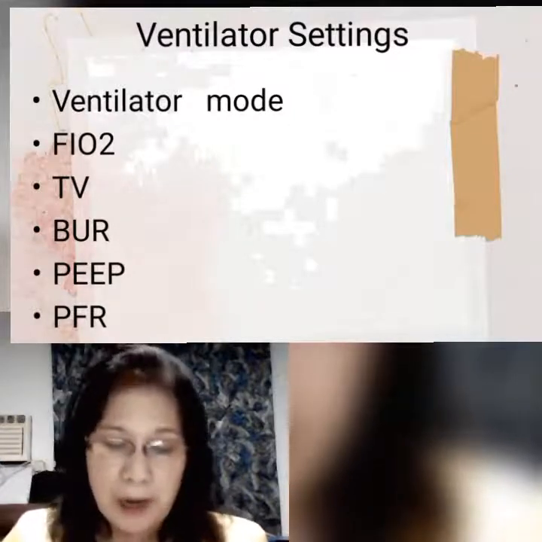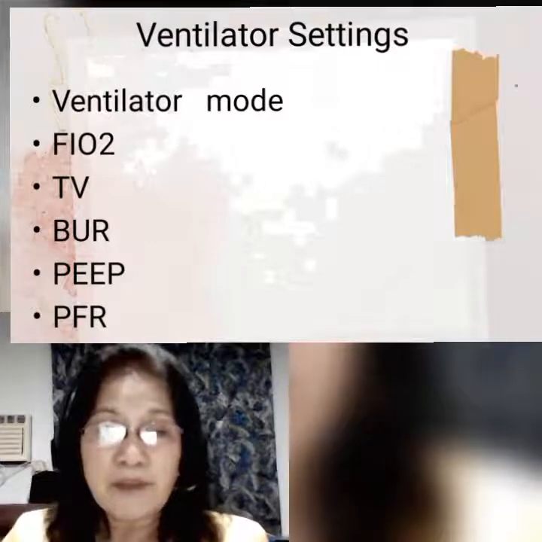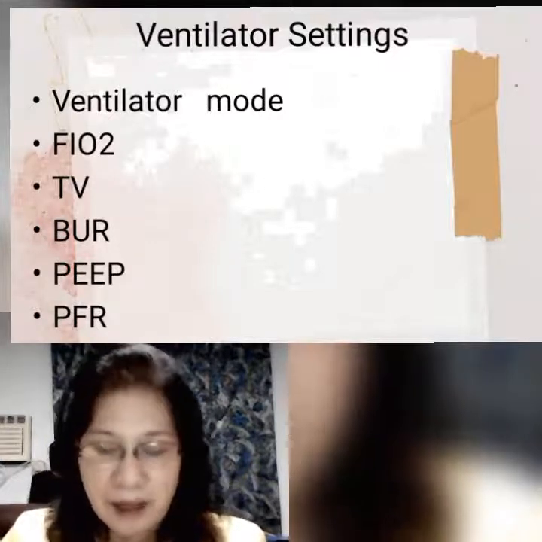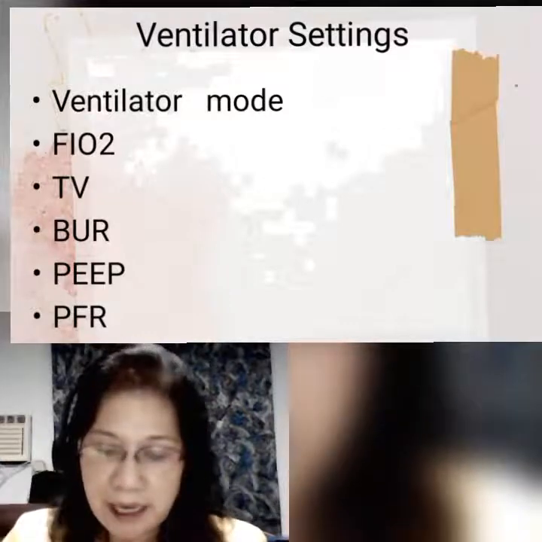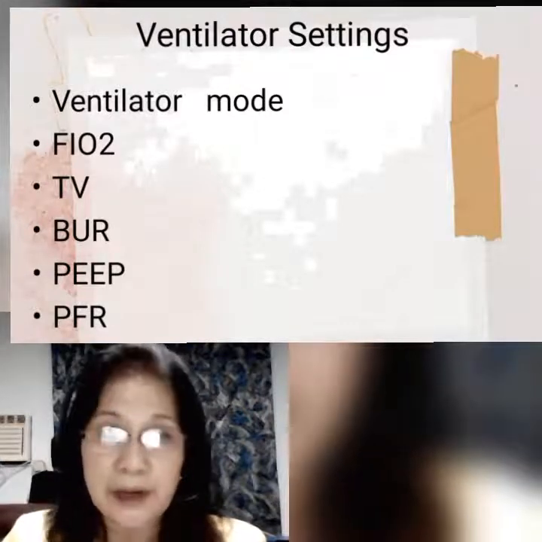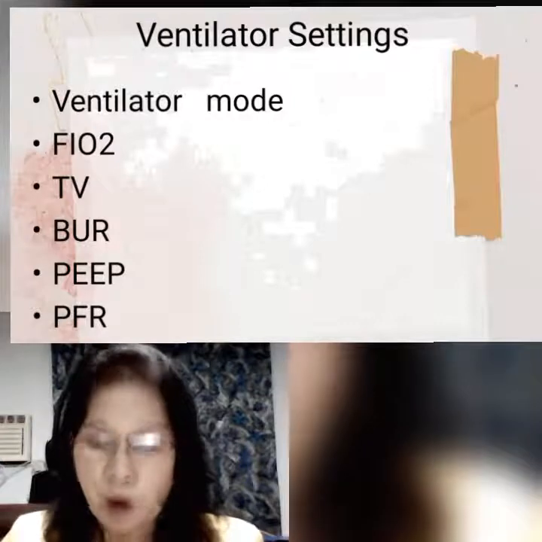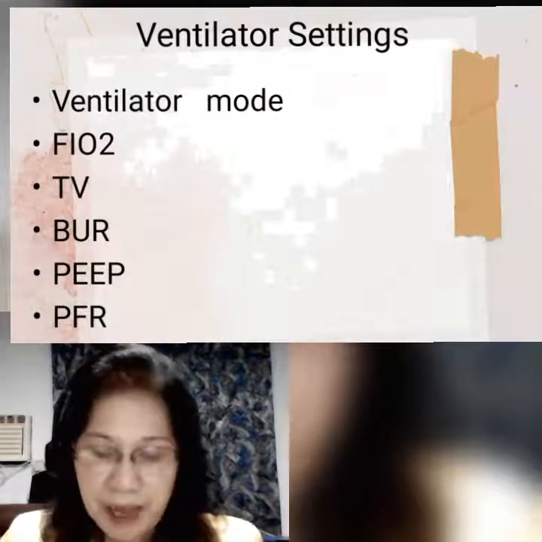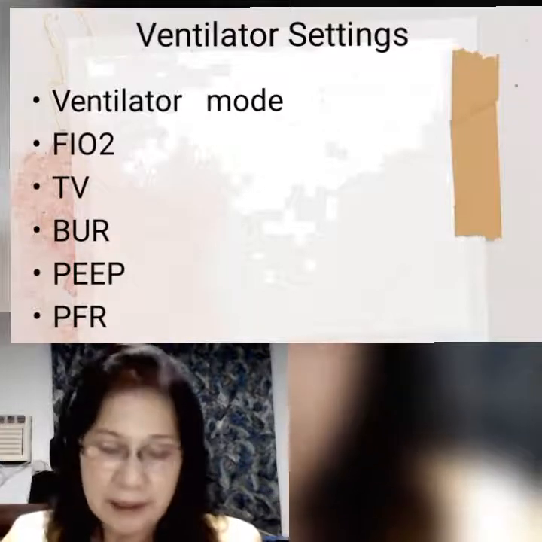Now, for the tidal volume, the TV, your tidal volume is the lung volume representing the normal volume of air displaced between normal inhalation and exhalation when extra effort is not applied.